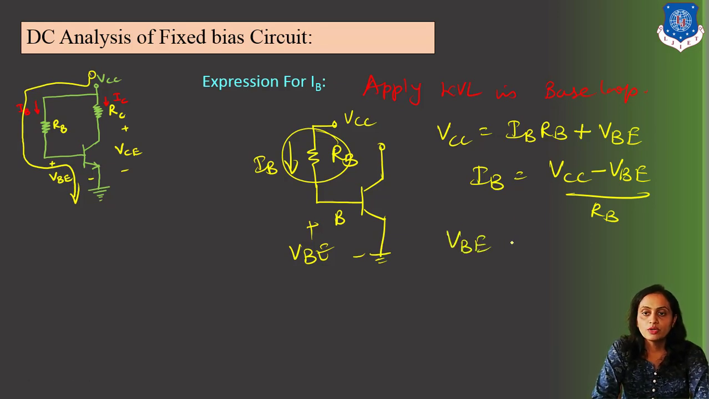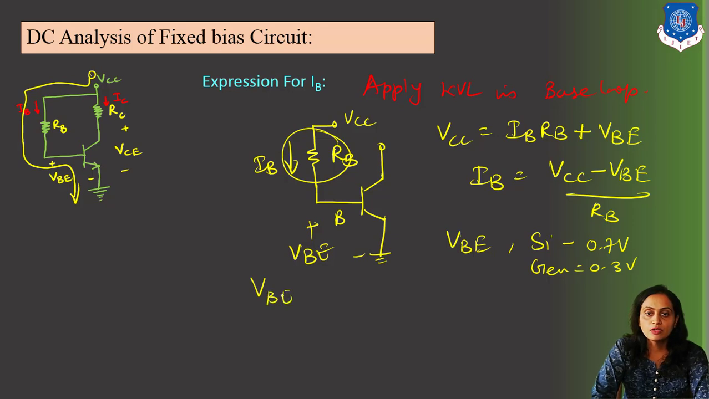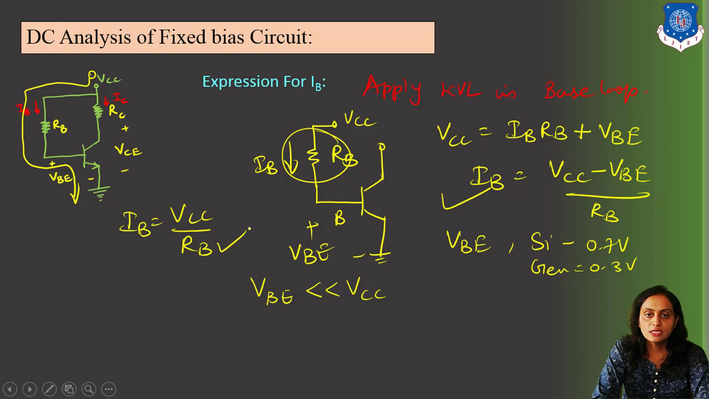VBE, that is base to emitter voltage, for a silicon transistor is 0.7 volt, and for a germanium transistor it is 0.3 volts. So we will neglect this VBE as compared to the VCC because it is very small as compared to VCC. That is why we can write the equation for IB as IB is equal to VCC divided by RB. Now RB is constant, it is not going to change because it's a resistor, and VCC is the external DC supply connected, that is also going to remain constant. So this is how we have fixed base current.